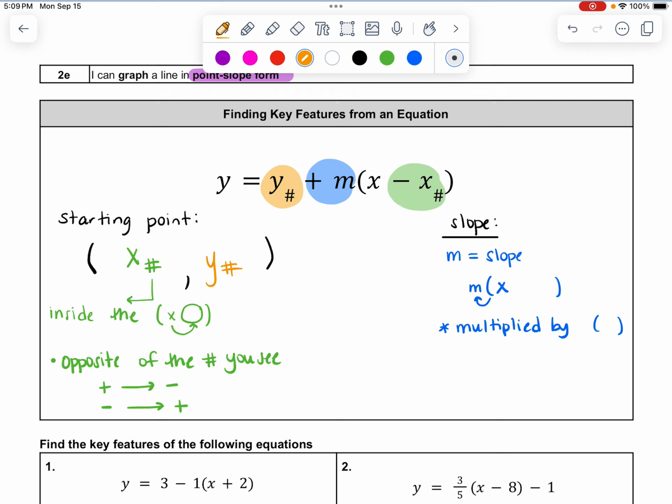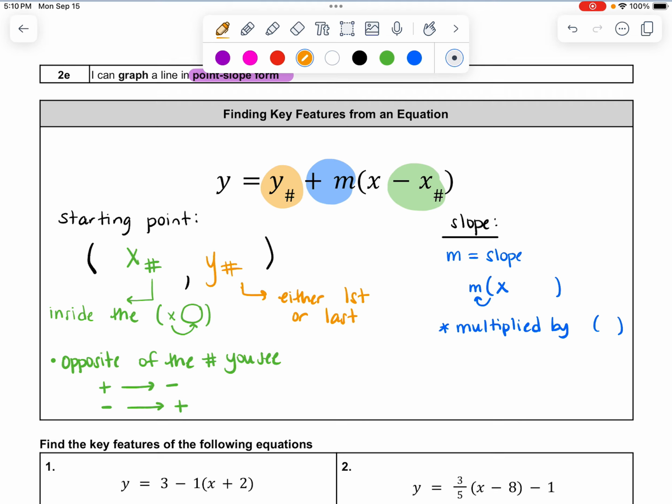Now the y number is the last number that you're going to look for. The y number is either going to be the first number in the equation or the last number in the equation. It's kind of a floating number. It could be at the beginning or it could be at the end, but the important thing is that it is not connected to the parentheses. It's not multiplied by the parentheses, and it's not inside of the parentheses.